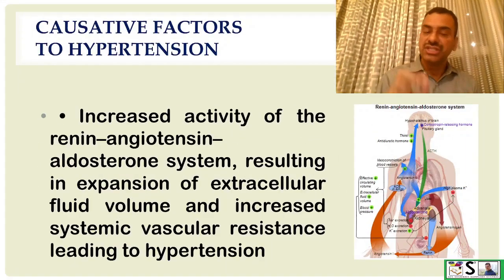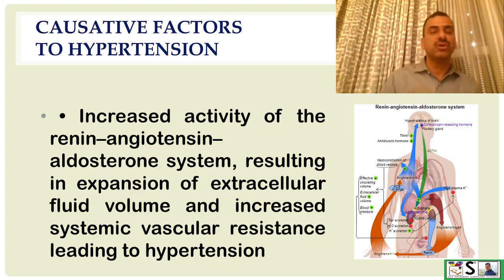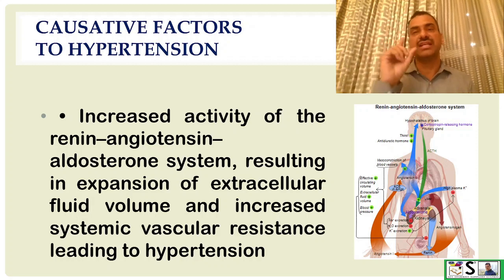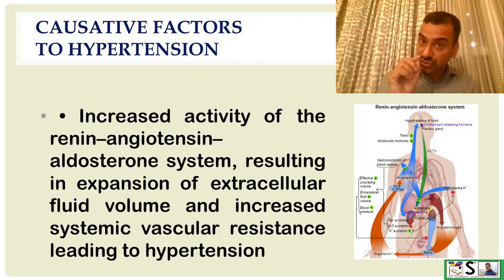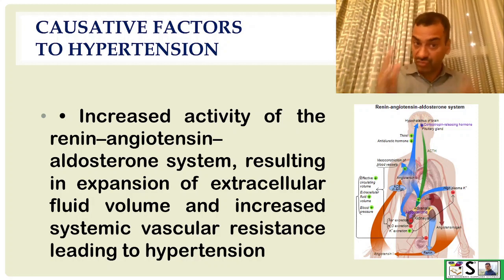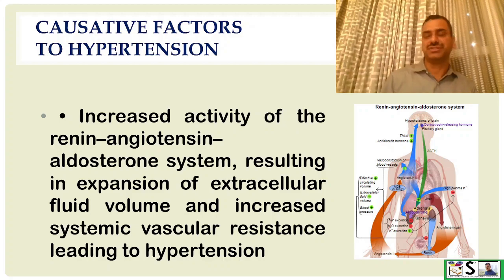Next is increased activity of the renin-angiotensin aldosterone system. So what is this renin-angiotensin aldosterone system? You can visit my channel and there is one lecture on our kidney system. In that lecture I have explained this renin-angiotensin system in detail. Okay, so increased activity of this system may result in expansion of extracellular fluid volume that increases the peripheral vascular resistance and finally it leads to hypertension.